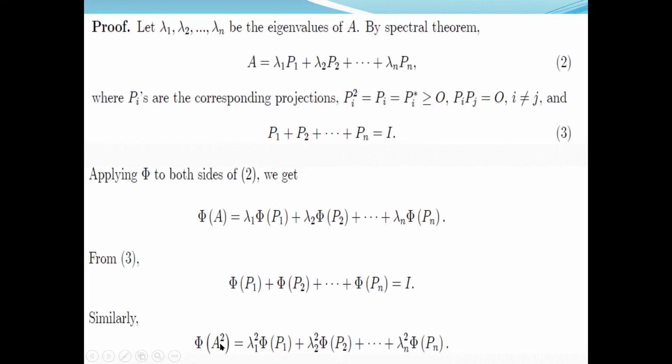And similarly, what is phi of A square then? A square can be written as lambda 1 square P1 plus lambda 2 square P2 plus so on up to lambda n square Pn. So on applying phi, we have phi of A square equal to this expression.